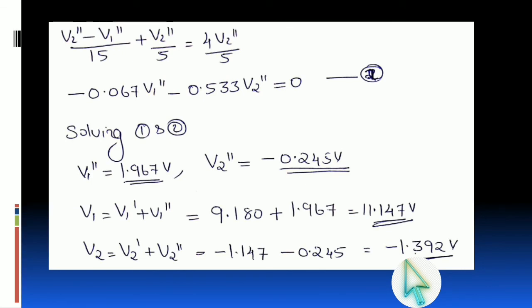Thus, we obtained our desired quantities: V1 as 11.147 volts and V2 as minus 1.392 volts.